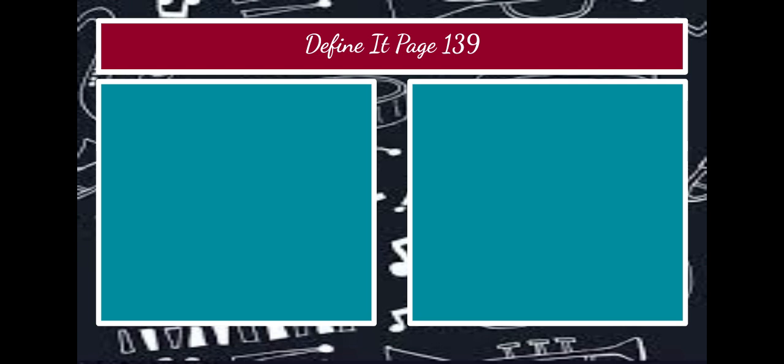Turn to page 139 in your student books. To define words, we need to understand the word's categories and attributes. Categories are the broad groups. Attributes are things like size, shape, color, texture, and function. The category of a word is the broad group that it fits into. The broad category for jazz is music.